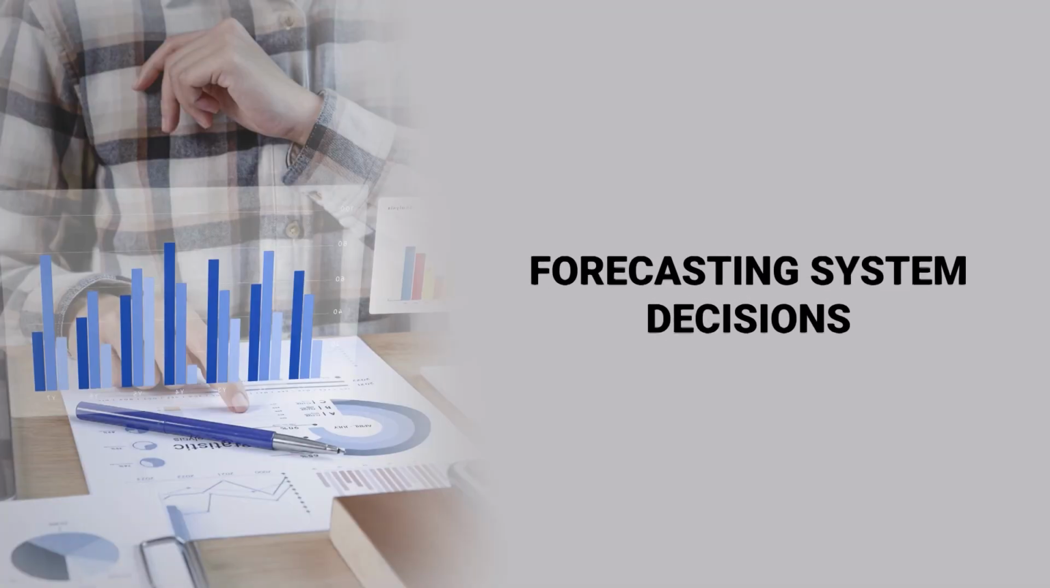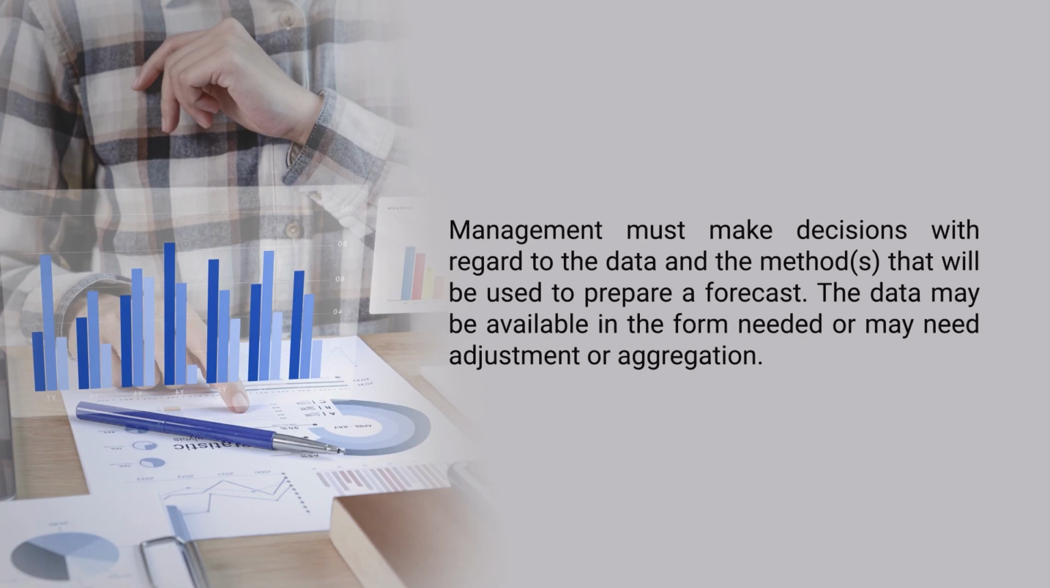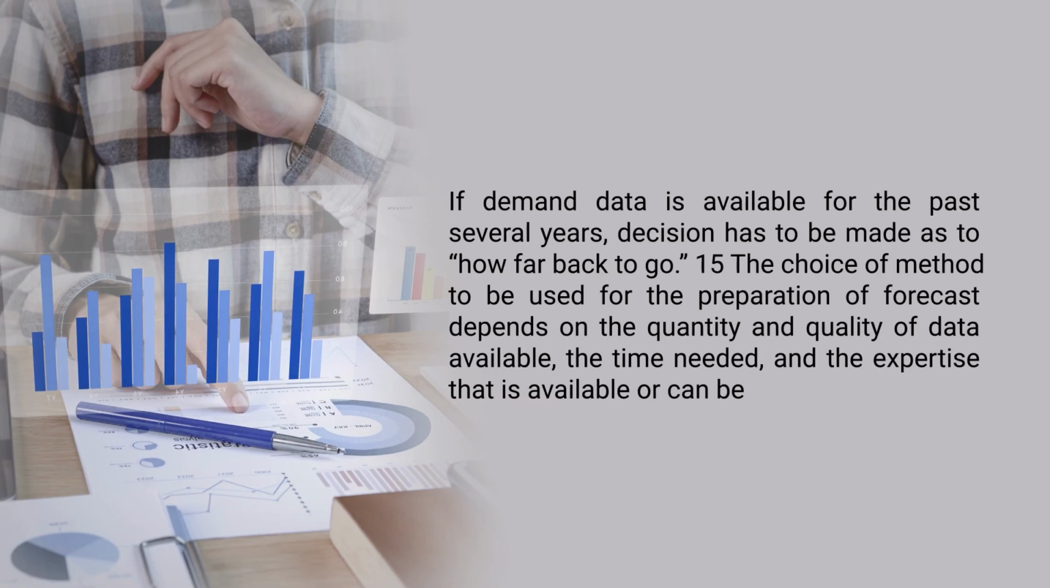Forecasting system decisions: management must make decisions with regard to data, method, and personnel to be used to prepare the forecast. The data may be available in the form needed, or may need adjustment or aggregation. If demand data is available for the past several years, a decision has to be made on how far back to go, meaning how much historical data to take.